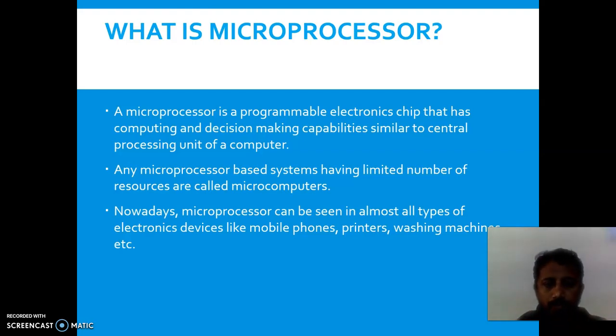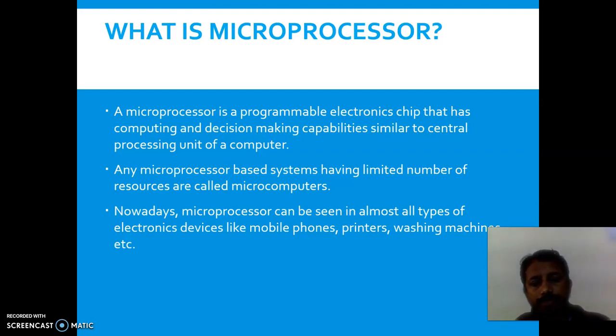So the definition is very simple. Remember that a microprocessor is a programmable electronic chip that has computing and decision-making capabilities similar to a CPU.